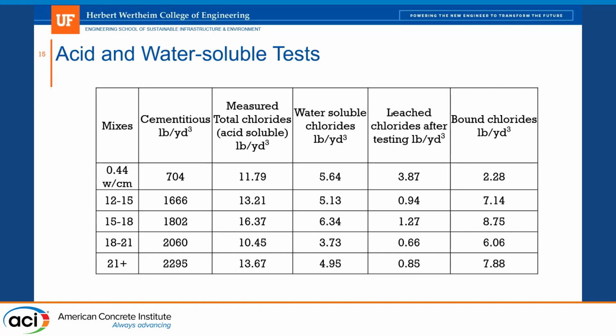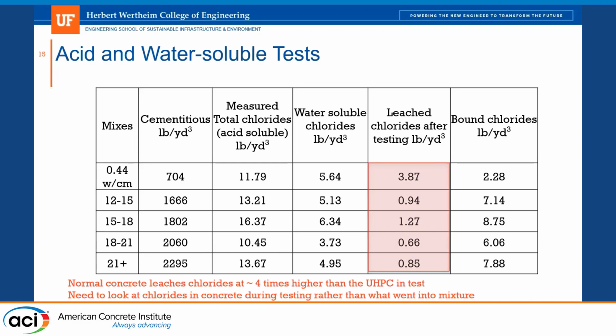But if we are talking about the leaching chlorides after testing, we see that the normal concrete has almost 4 times higher than the UHPC in testing. So in just 2 days, the chloride leaches a lot. That means we do not need to look at the chloride in concrete by what we added to the mix, but we need to look at the chloride that is present during testing.